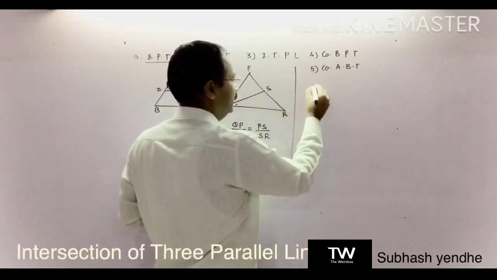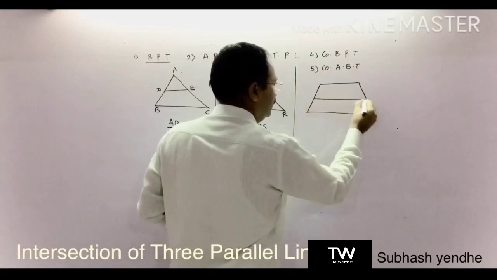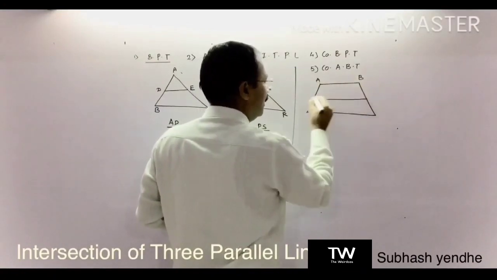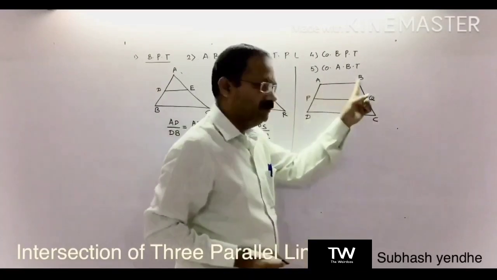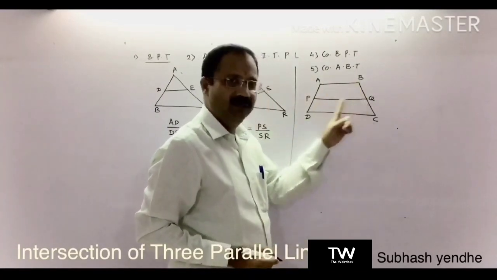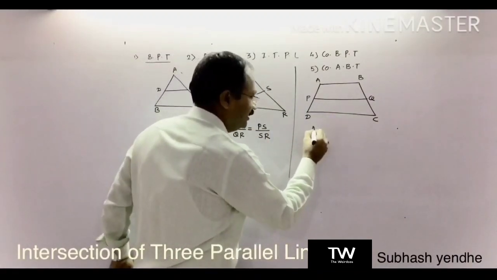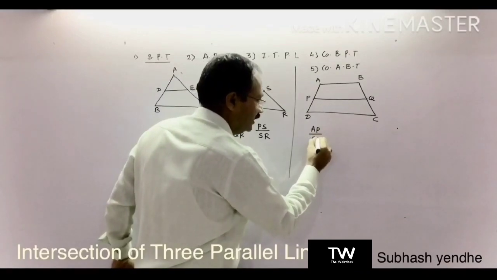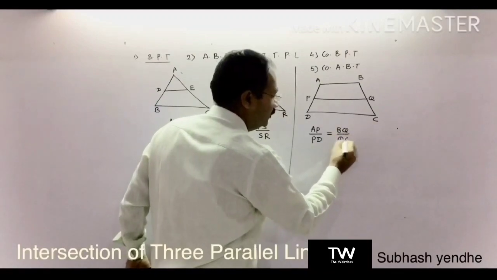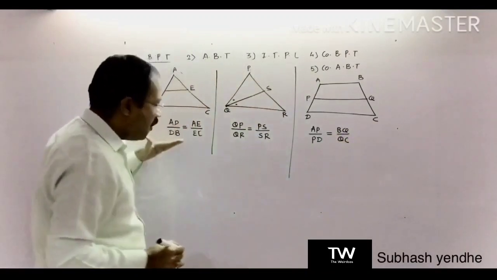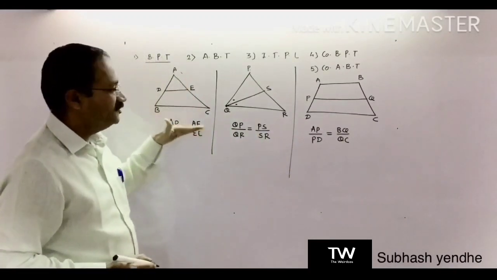The third part is ITPL. It is very simple to remember. If three lines are parallel, here line AB is parallel to line PQ is parallel to line DC, then we can say that AP upon PD, this ratio, is equal to BQ upon QC. In all three theorems, you will find that the ratio is equal.